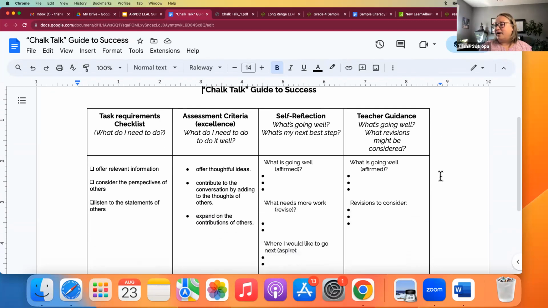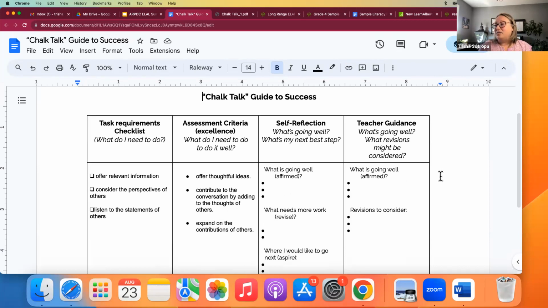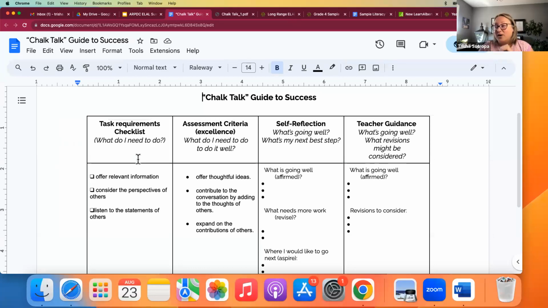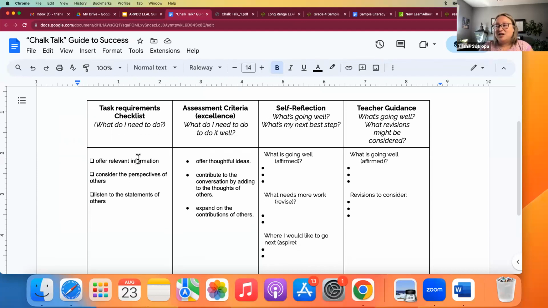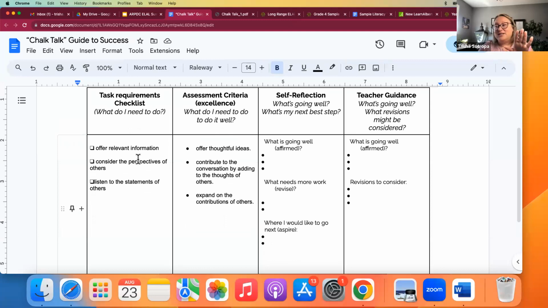It's at TC Squared. But one of the pieces that the consortium has worked on is creating guides to success. This helps your learner know if they've been successful. And if they haven't been successful, it helps the learner know what they need to do to be successful, so where they fell short and where they did well. So with the activity Chalk Talk in their small groups, I would give this to them before we practice the Chalk Talk.